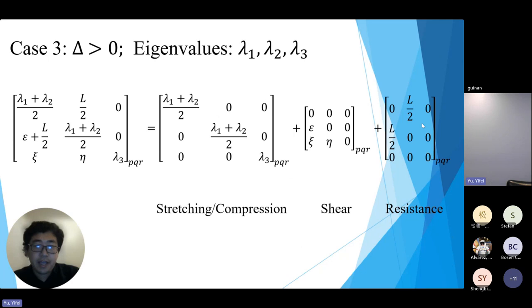Now let's look at the decomposition for this case. Again, we take out the diagonal matrix lambda 1 plus lambda 2 over 2, lambda 1 plus lambda 2 over 2, lambda 3 for stretching or compression. The lower triangular matrix is again the shear, epsilon, xi, and eta. And here is our new tensor, the resistance, which is the symmetric matrix with L over 2 and L over 2 for partial U over partial Y and partial V over partial X.